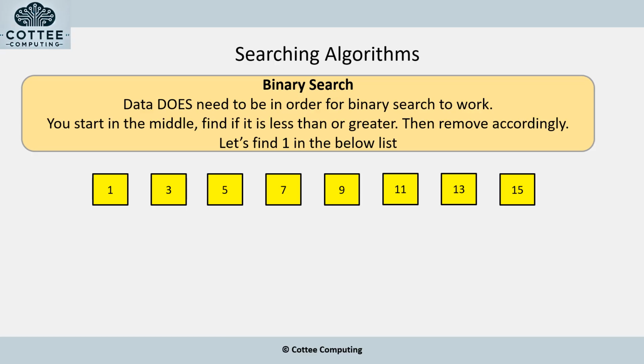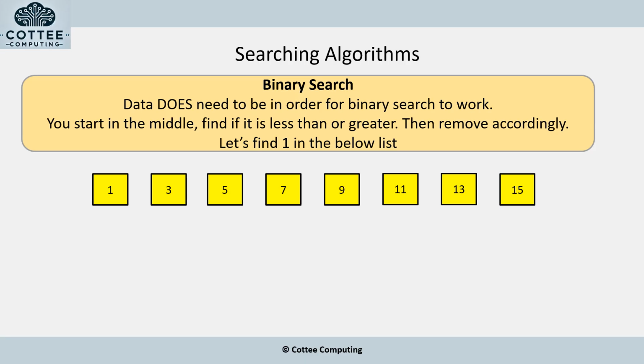So we've got binary search. Binary search does have a bit of a stipulation, and that means that we do have to have the data that we are working with in order. So we have to have our data like we have here. So we've got 1, 3, 5, 7, 9, 11, 13, and 15. It works a lot quicker on large data sets, but it can be quite inefficient on smaller data sets. So we start in the middle. We find if it is less than or greater than what we're trying to find, and then we remove either the ones that are greater or the ones that are smaller, including the one that we're looking at.